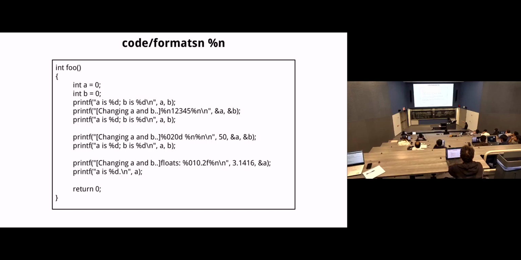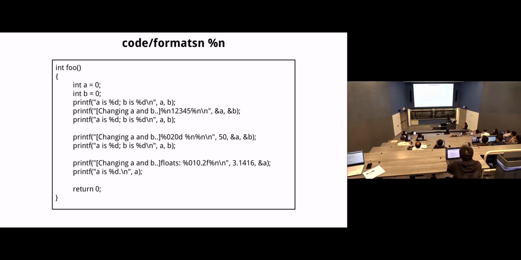So this line, we will just say A is 0, B is 0. That's it. Then the second printf is where the interesting thing happens. We are changing A and B: %n, 1, 2, 3, 4, %n, with A's address and B's address.